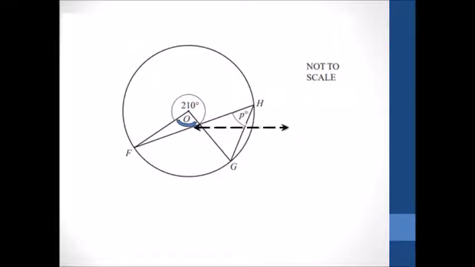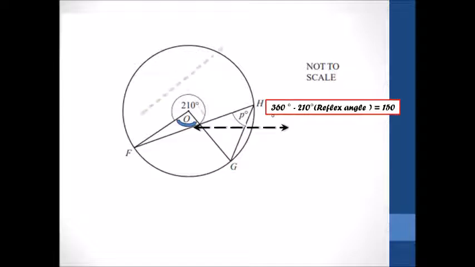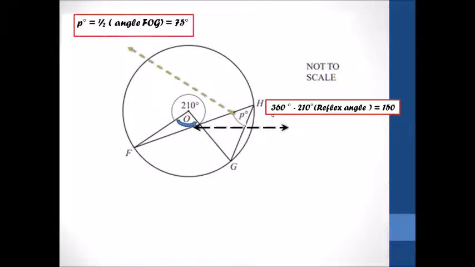Angle FOG is 360 minus the reflex angle 210, that is 150. Now, to find the angle FHG, we will use the theorem angle subtended at the center. So, angle FHG, that is P, will be equal to half of angle FOG, that will be 75 degrees.